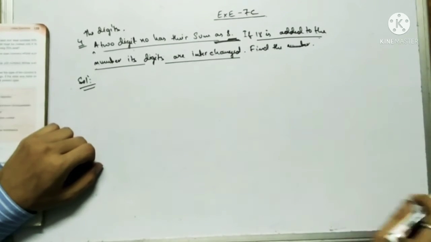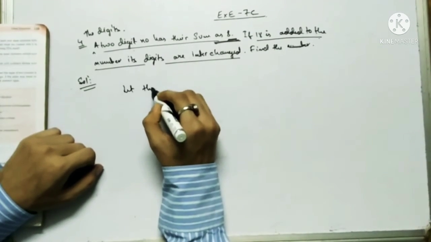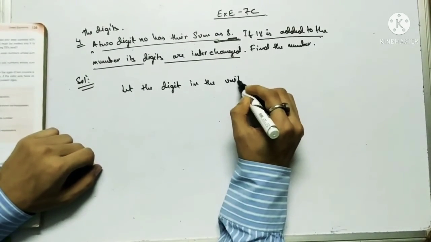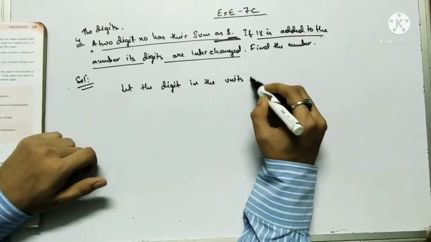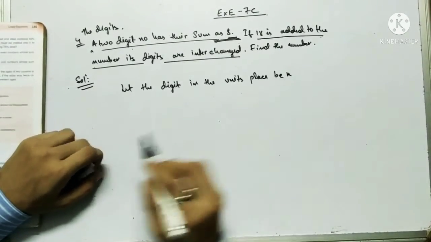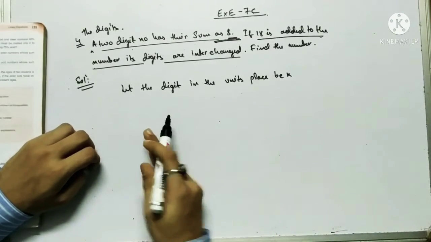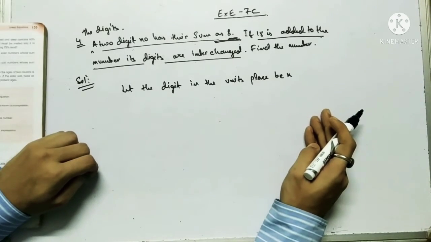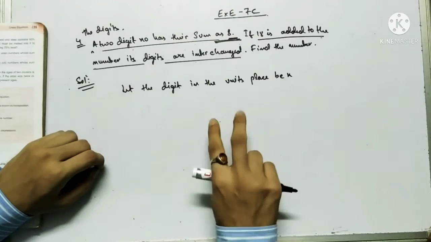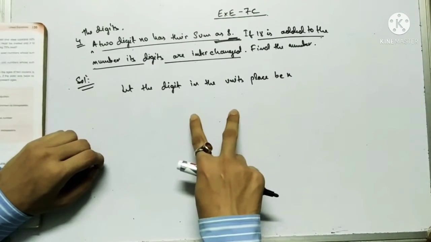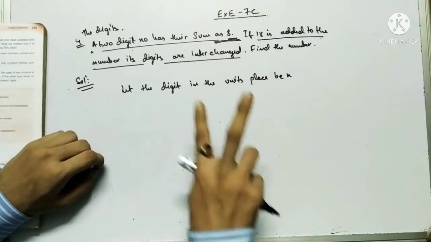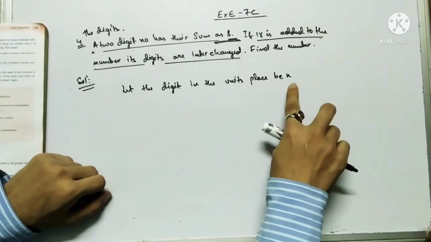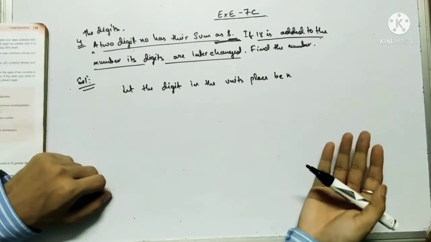So first of all, I will take, let the digit in the units place, or ones place, whatever you say, let the digit in the units place be x. It is a two-digit number, so it has got tens place and units place. Since the sum of these two digits is 8, given, if one digit I take as x, then the other digit will be what?